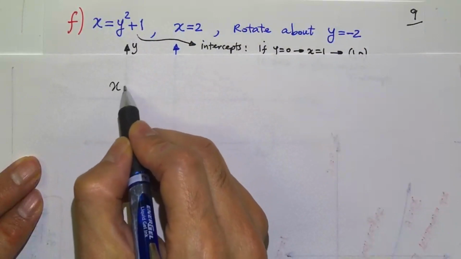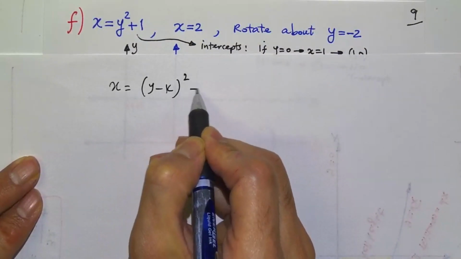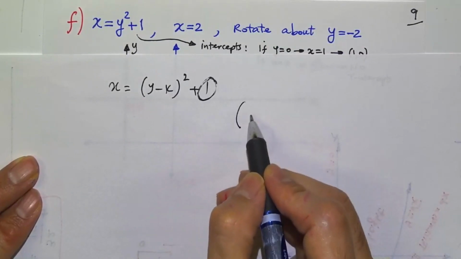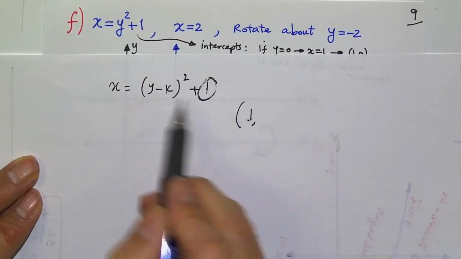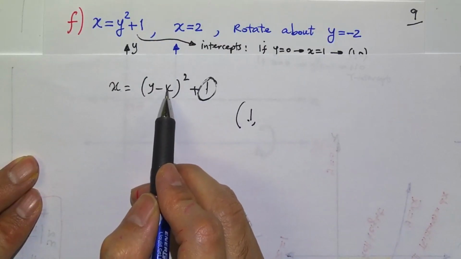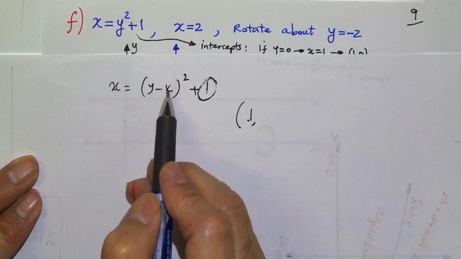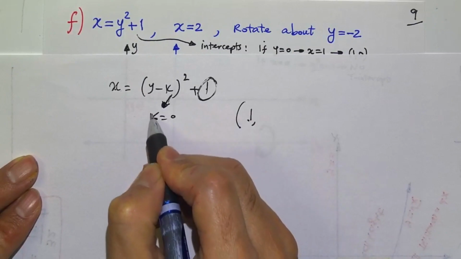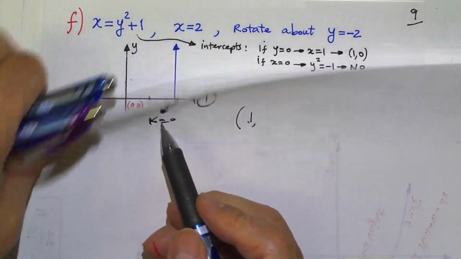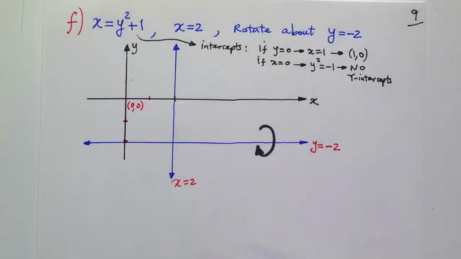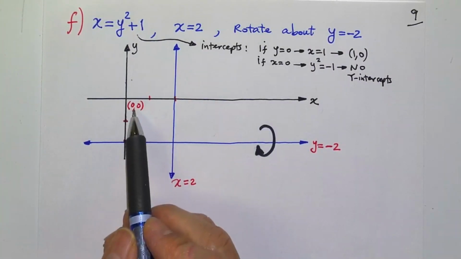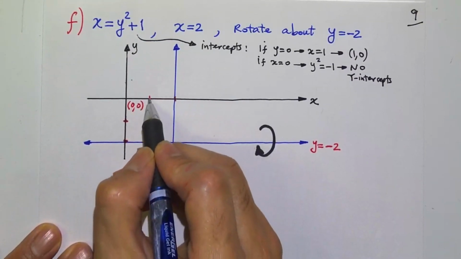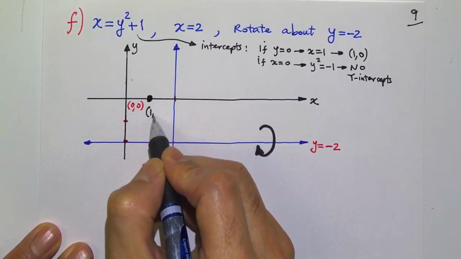So we would have (y − k)² + 1. For the vertex, that's the value for x. And because we have y squared, k must have been equal to 0. So that means the vertex would be at (1, 0) on the x-axis. So (1, 0) would be right here. That's the vertex.